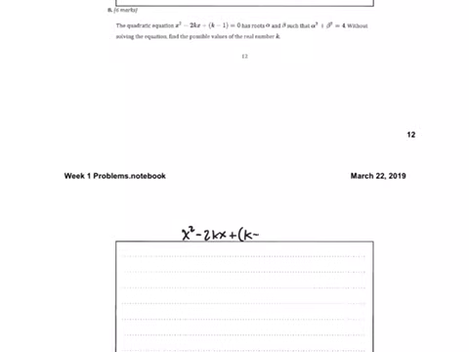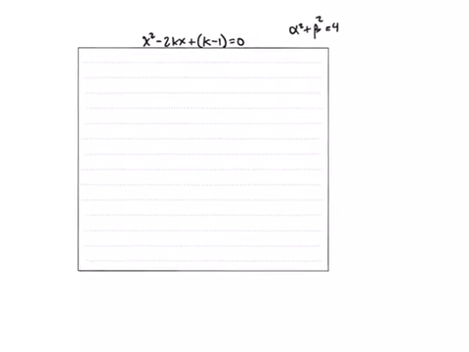And we're yet again going to use our sum and product rules of quadratics, or of any polynomial for that matter. Alpha squared plus beta squared equals 4. This is really glitching on me. Try to move this up to the top. Find the possible values of k.